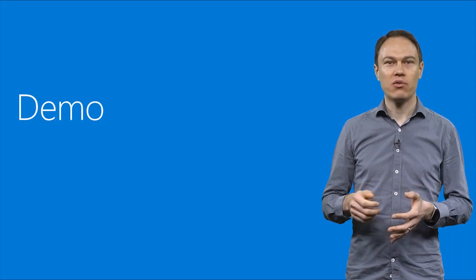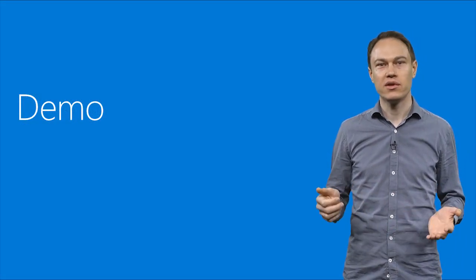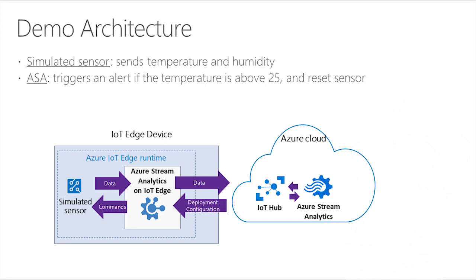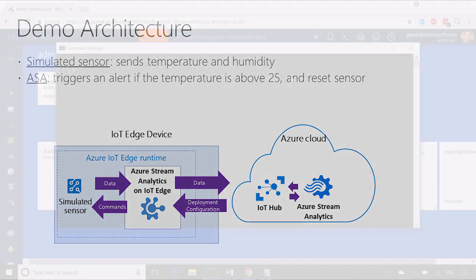So now you are familiar with the product, let's see how to use it in a simple demo. For this demo, I will use one IoT Edge device with a simulated sensor sending some temperature data. We'll have one ASA job running on this device. And when the temperature is above 25 degrees for 2 seconds, it will trigger an alert and reset the sensors without going to the cloud. For simplicity, I will use my own PC as the IoT Edge device. So let's start the demo.